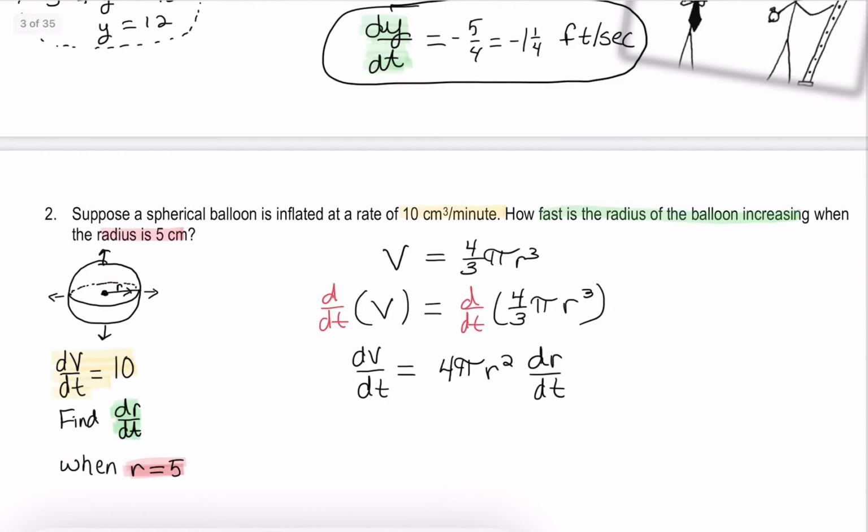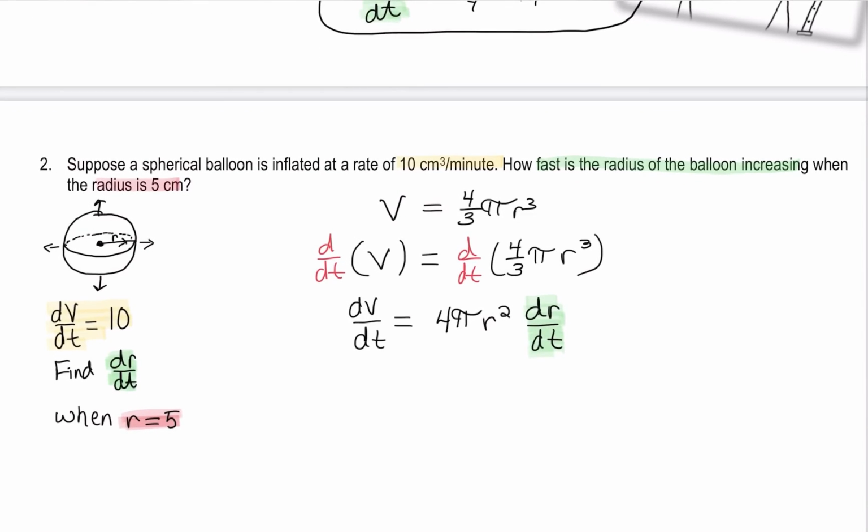Okay, so again here we are looking for the dr/dt. Now it's up to you. Let's do this one maybe differently. Last time I solved for the dy/dt first and then subbed in the numbers, but it's okay either way you want to go about this. If you want to sub in, your dV/dt is 10, you can sub in numbers first and then solve. So whatever you prefer. So there's my dV/dt.